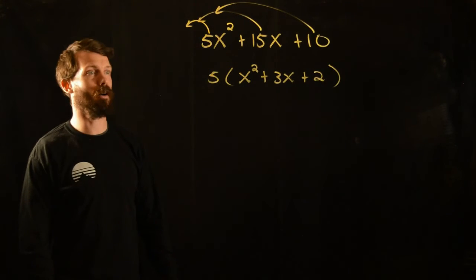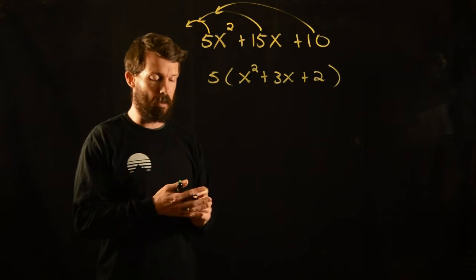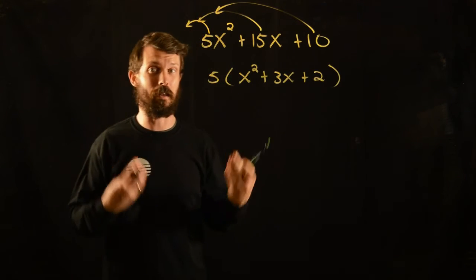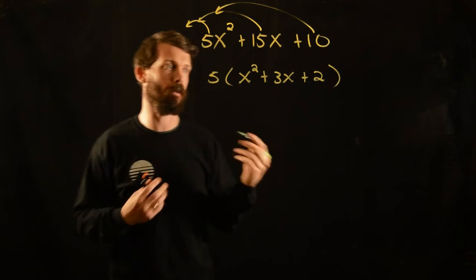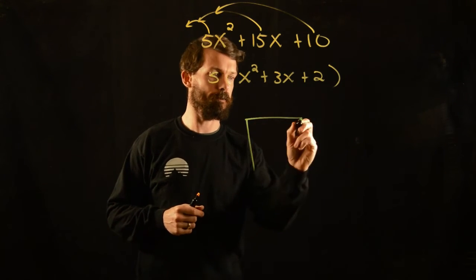All right, so now all we have to do is use the box method to factor that. Eventually I'm going to show you a little bit of a shortcut. When the a value is 1, it's a lot simpler to factor, but for now I'm going to stick with the box method just because that's how I showed it to you previously.